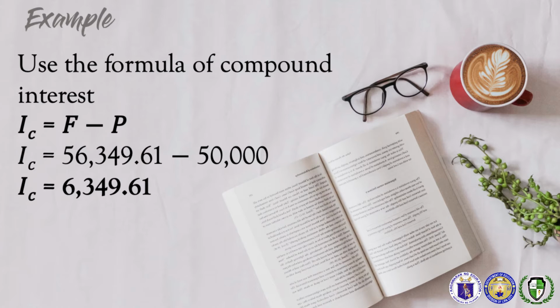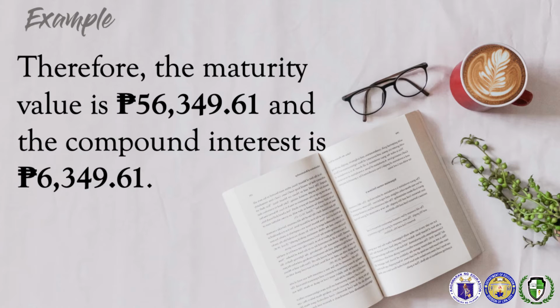Applying now the formula of compound interest, which is I sub C is equal to F minus P, we will obtain 56,349.61 minus 50,000, and the answer is 6,349.61. Therefore, the maturity value is 56,349 pesos and 61 cents, and the compound interest is 6,349 pesos and 61 cents.